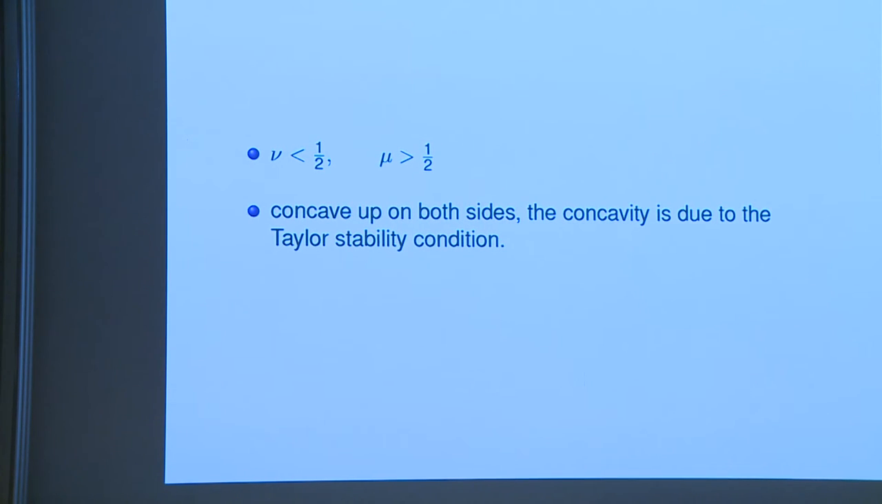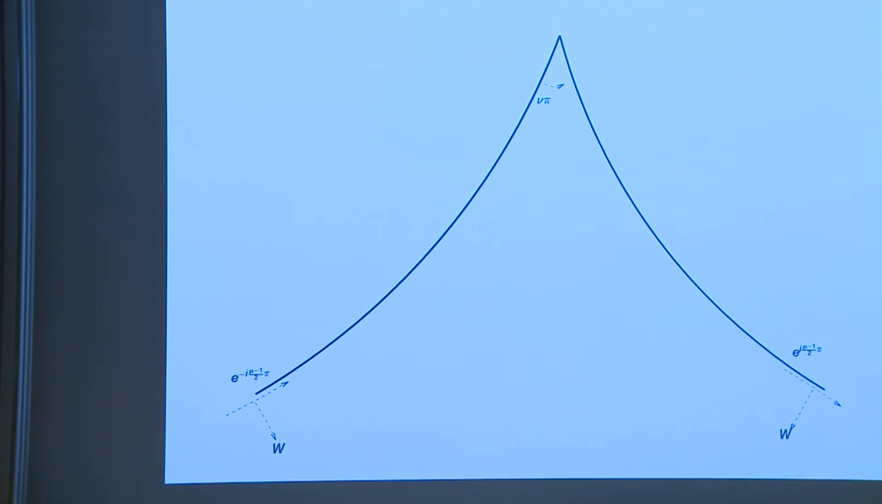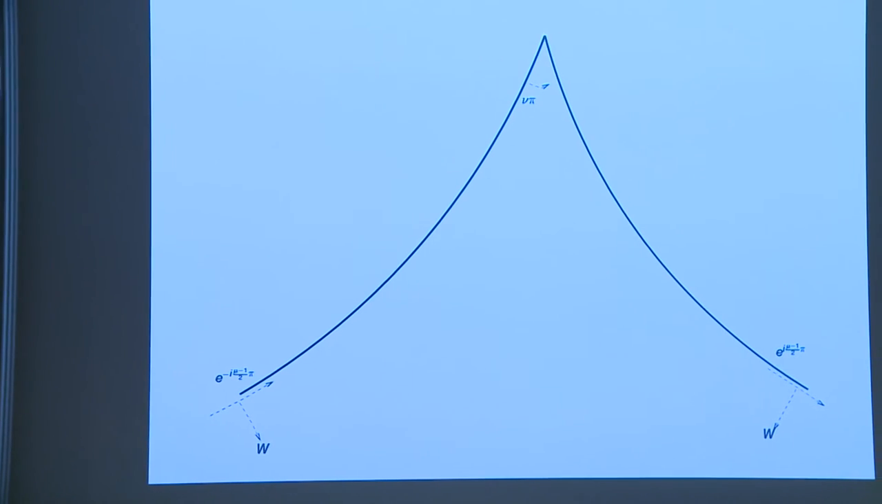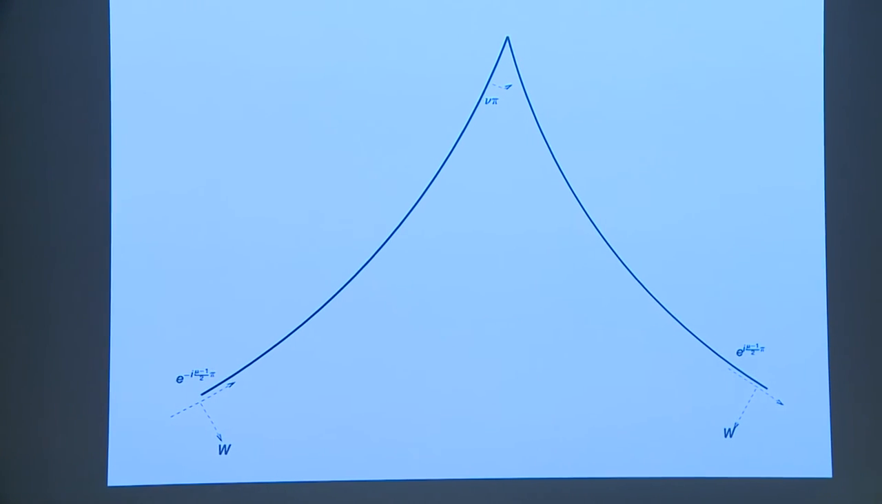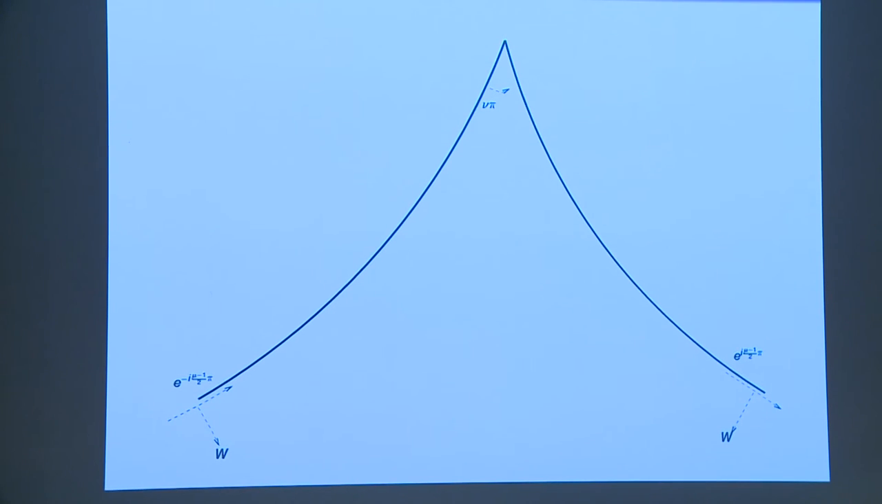So the question is, is there anything real like this, concave up on both sides? Actually, I was not so sure at that time, because I don't really see waves that much in Ann Arbor. We have a river, we don't have an ocean. But anyway, what we could find is something concave up on both sides.